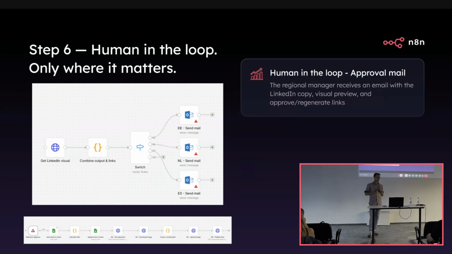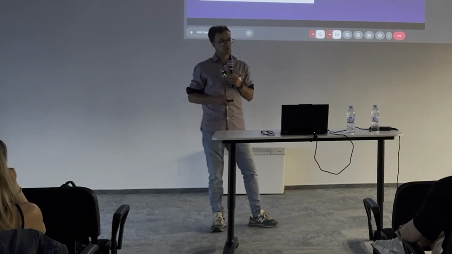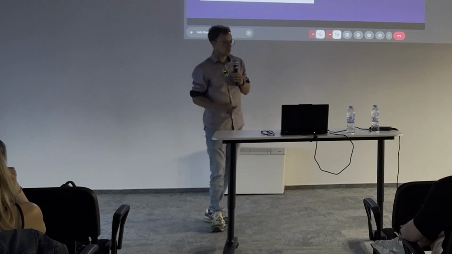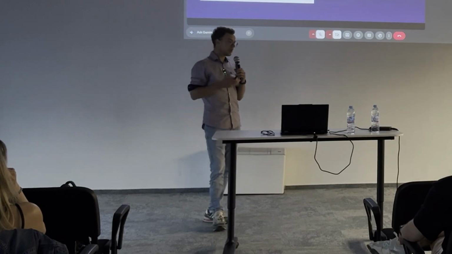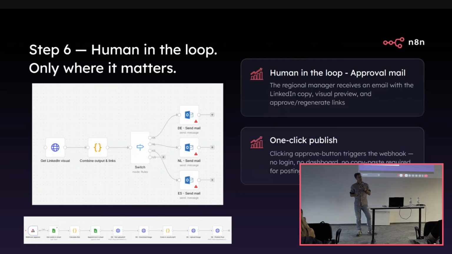So we have the HTML code in the Outlook node, where it generates basically the style of the LinkedIn post already, and it contains 2 buttons. So when the person opens the email, he sees, okay, I have a new LinkedIn post suggested to publish. Let me have a look. And there is the copy, the visual, etc. And then 2 buttons, regenerate and approve.